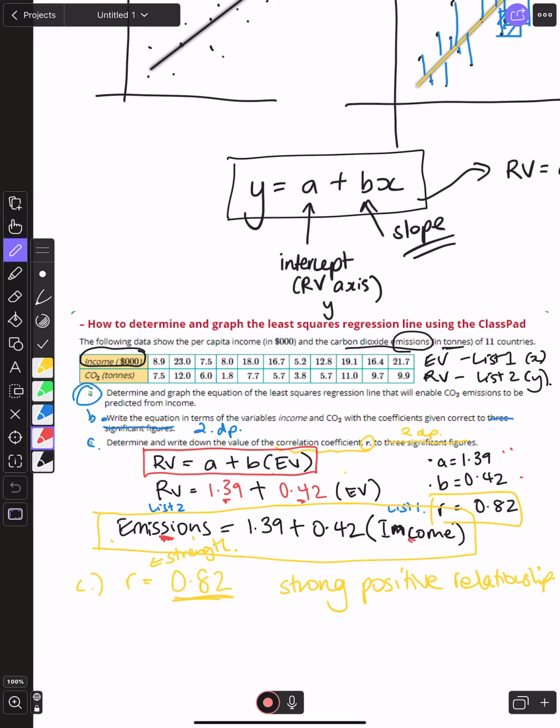And whatever your variable name was in list 1, which in this case was income. So this is like a little math sentence that says emissions is found by 1.39 plus 0.42 times the income of the country, and that will make a prediction for emissions. And then we had a look at the strength of the relationship.